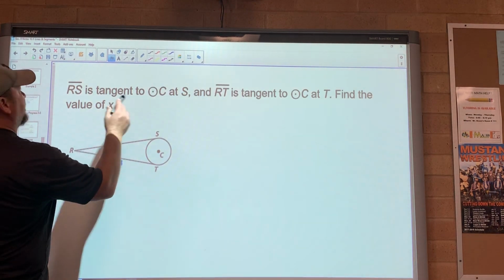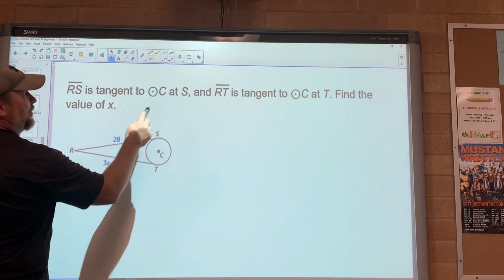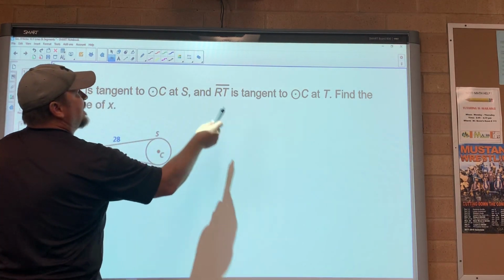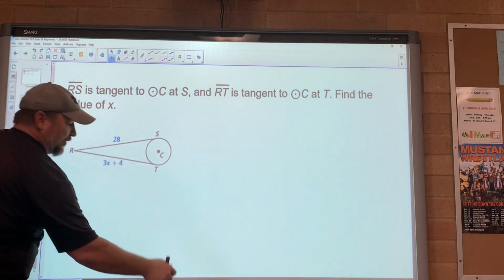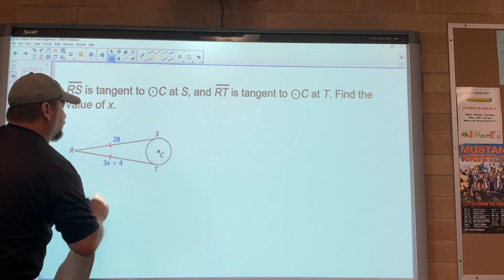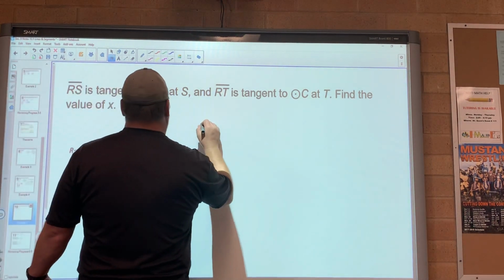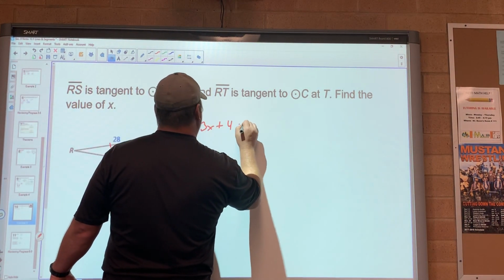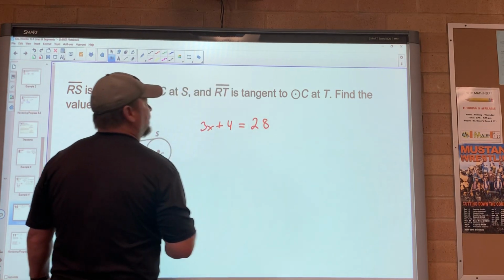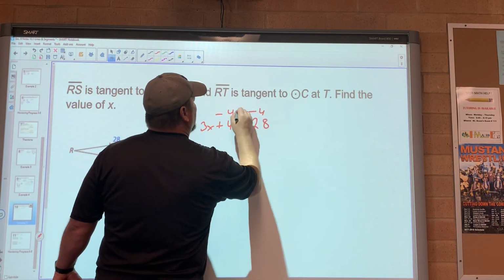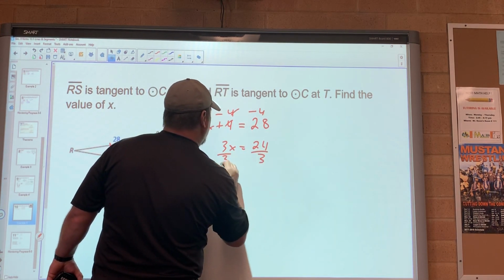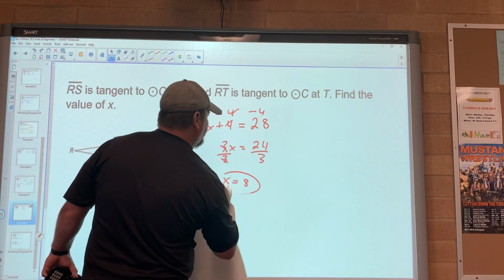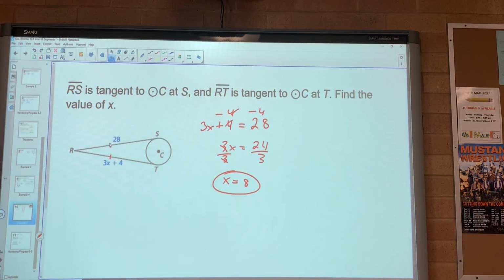We understand now that RS is a tangent of this circle at point S, and RT is a tangent of circle C at point T, which creates congruent segments. Therefore, 3x plus 4 equals 28, and we'll solve for it. Minus 4, 3x equals 24, divide by 3, x equals 8. So we found the value of x. That one's pretty slick because of what we were able to do.